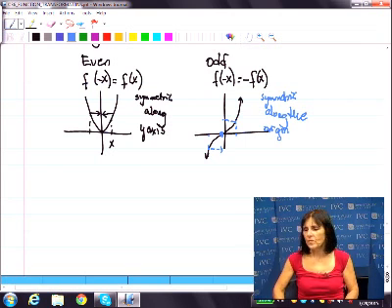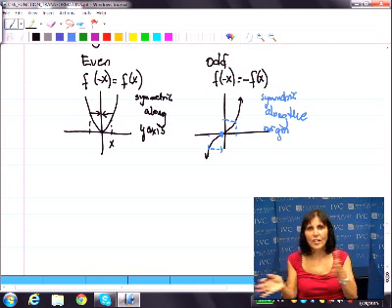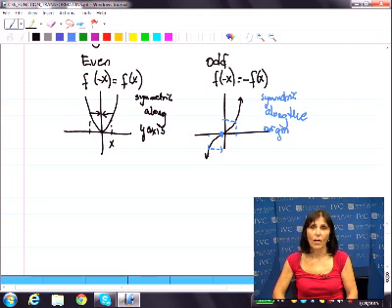So practice those shifting, left and right, shrinking, and for example, the absolute value function or cubic function, and see how your graphs change when you do things to it.